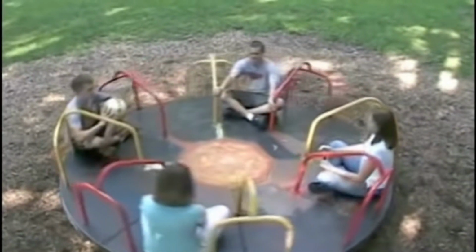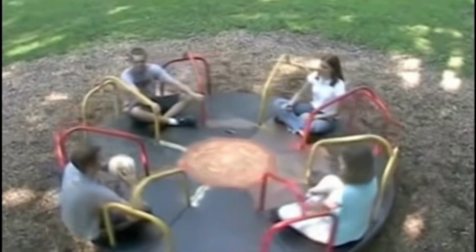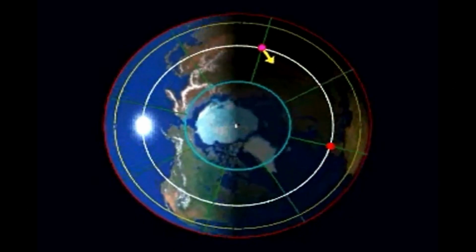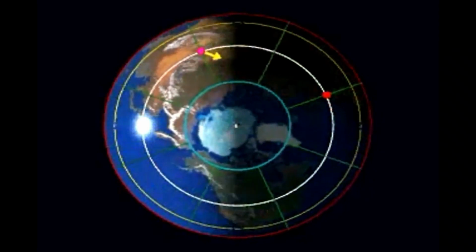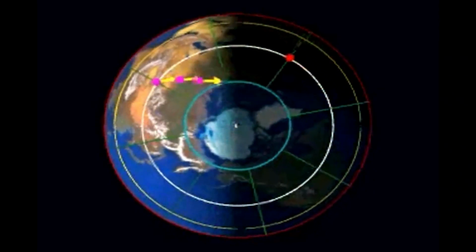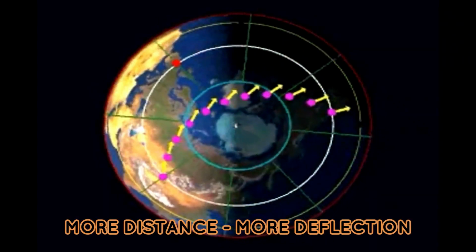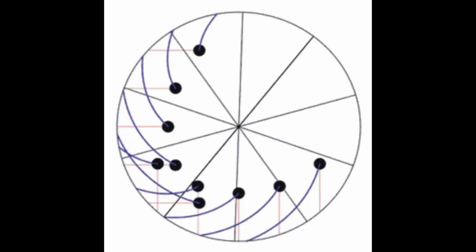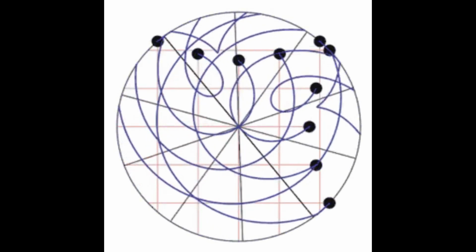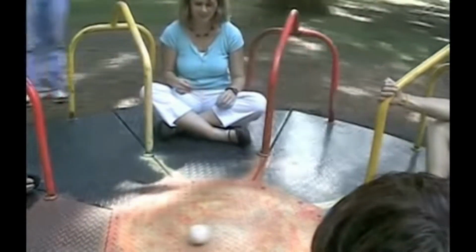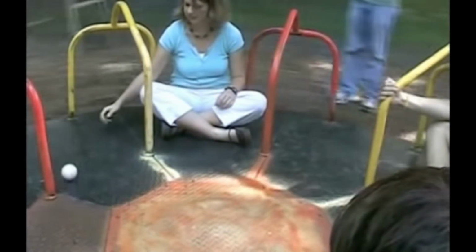In a merry-go-round table, if the ball is thrown from any point A to B, it deflects rightwards, which is opposite to the direction of the merry-go-round table. In the same way, if an object is thrown between any two points on Earth, it deflects in a rightward direction. The greater the distance, the greater the deflection. Here, the deflection depends on the speed of the object and the speed of Earth's rotation.